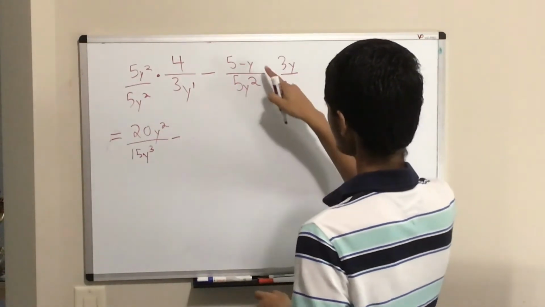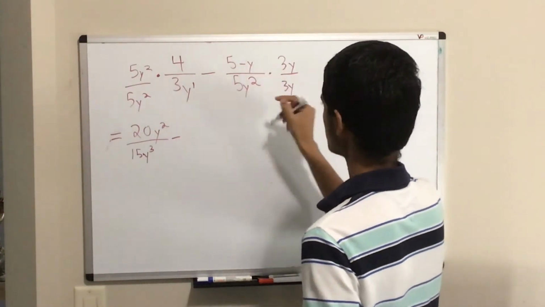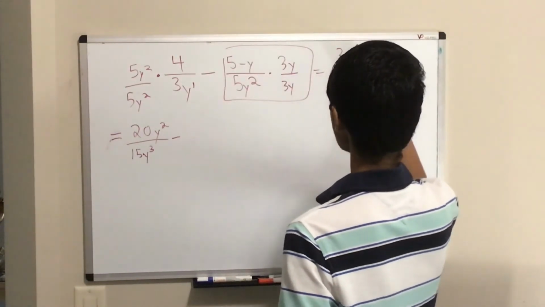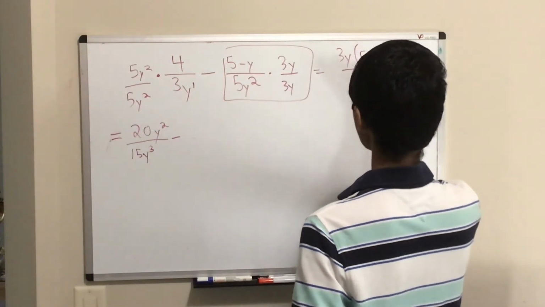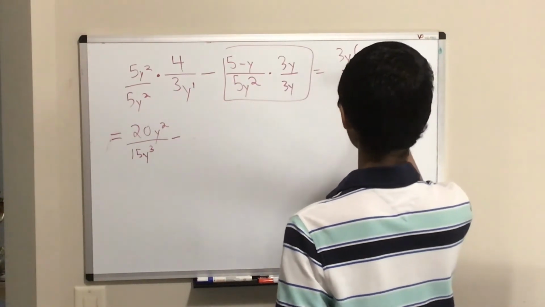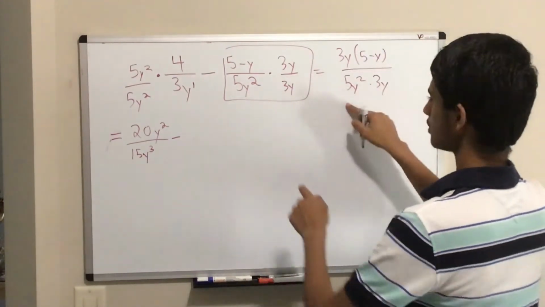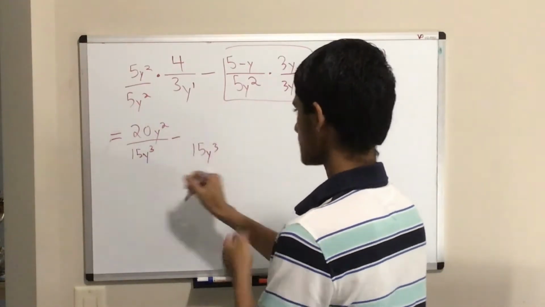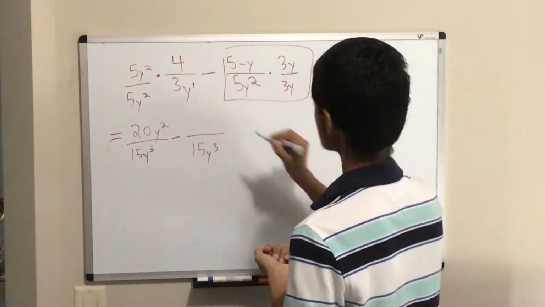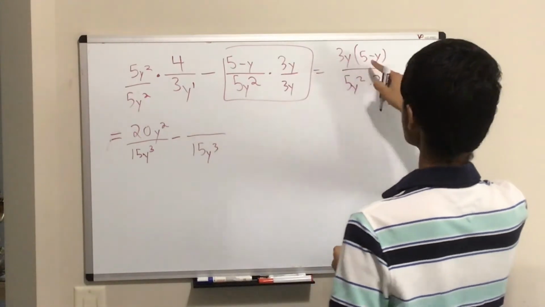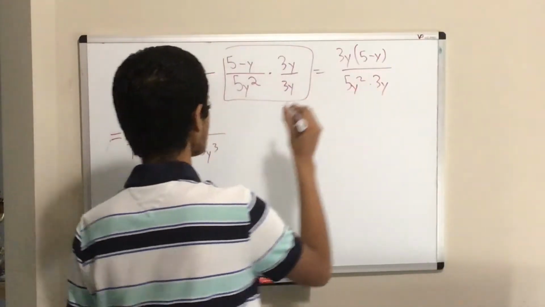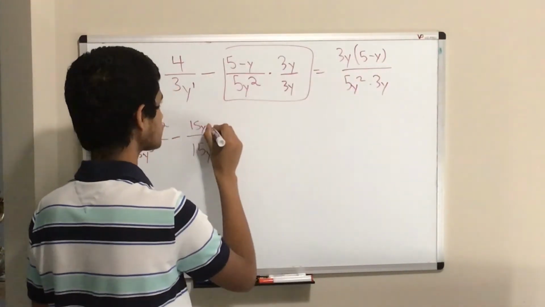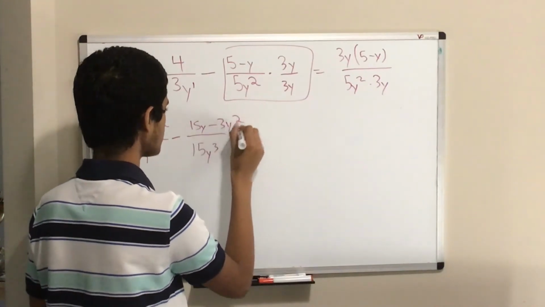Minus, what we're going to do here is now we're going to distribute, because this part is essentially the same thing as 3y times 5 minus y, divided by 5y squared times 3y. And we've already solved for the denominator over here, so it's just going to be 15y cubed. And that's a good sign because now we know that we can just straight out combine these fractions. So what we're going to do here now is we're going to distribute. So 3y times 5, that's going to be equal to 15y. And 3y times minus y is going to be equal to minus 3y squared.